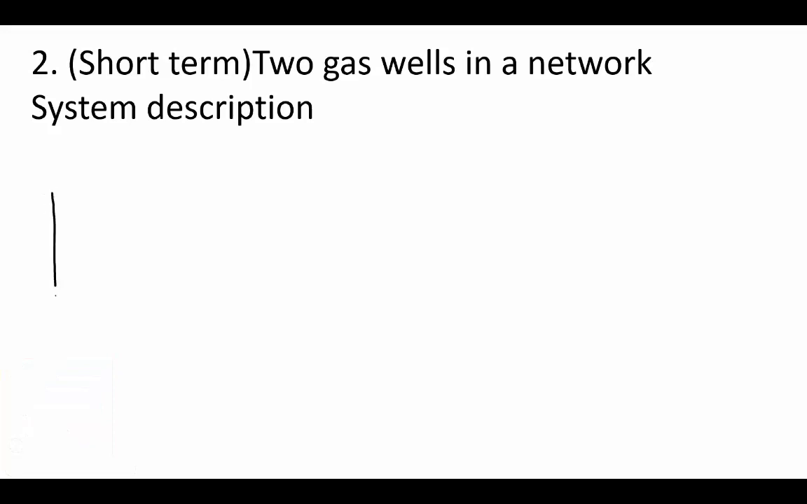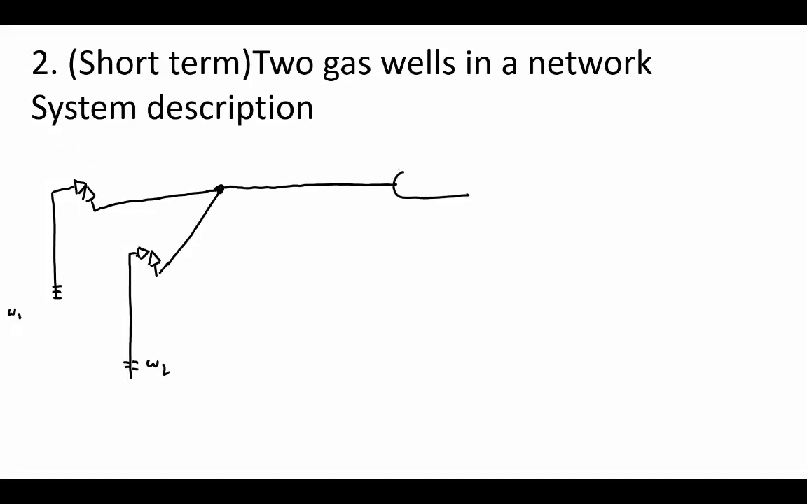And here I have two gas wells, and I have a choke. For this gas well, I have a flow line, then I have a junction, then I have another flow line, then I have another choke, then I have another well. I have a choke, and then I have a flow line, a pipeline going all the way to the separator.